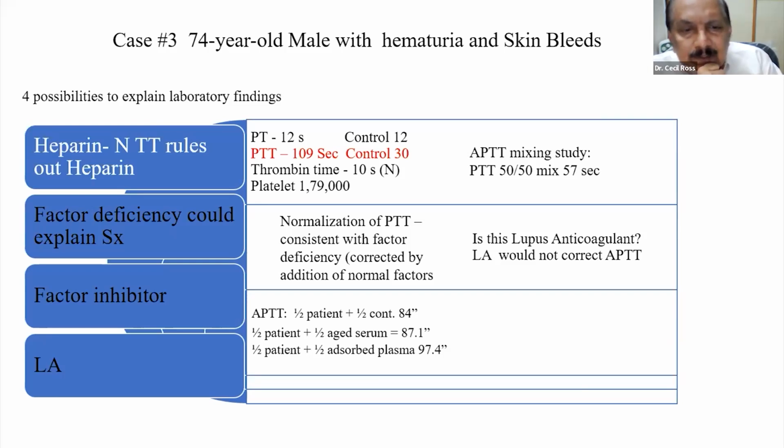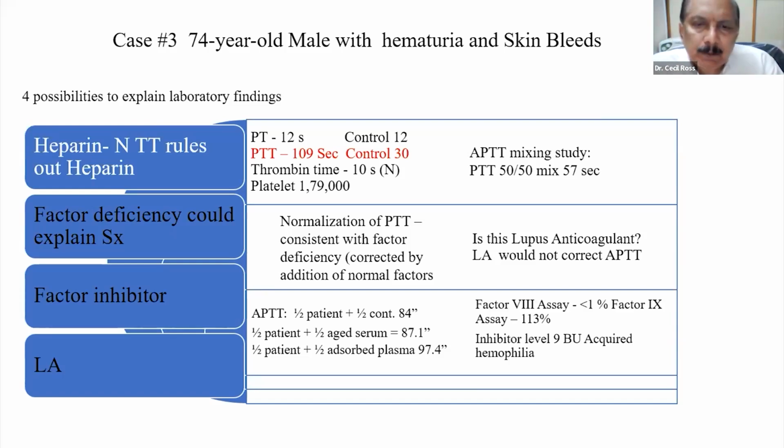So you do the correction studies again. APTT, half patient, half control is normalizing. Half patient, half aged serum is mildly normalizing. And half patient, half absorbed plasma is not getting corrected. Now what do you think? Factor VIII assay was less than 1%, factor 9 was 113%, inhibitor level was 9 Bethesda units, so this is acquired hemophilia.